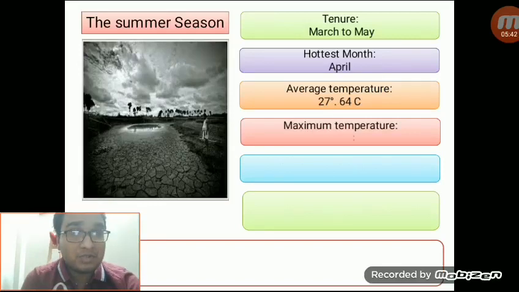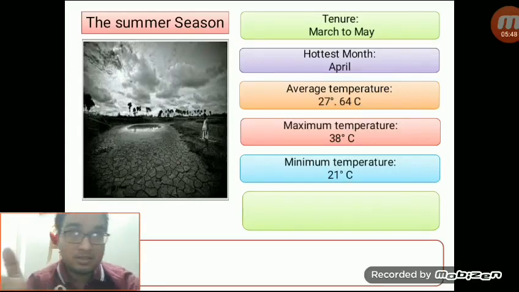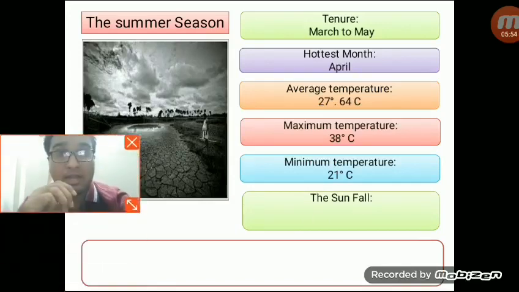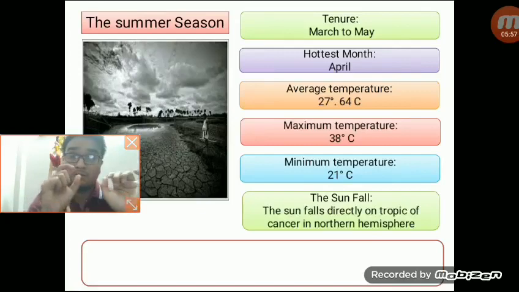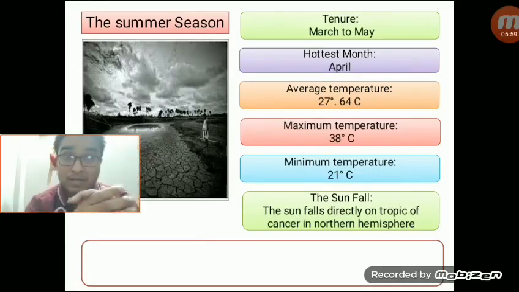Then the maximum temperature is 38 degrees Celsius. The minimum temperature during this season is 21 degrees Celsius. And during this season the sun falls directly on the Tropic of Cancer in the northern hemisphere.